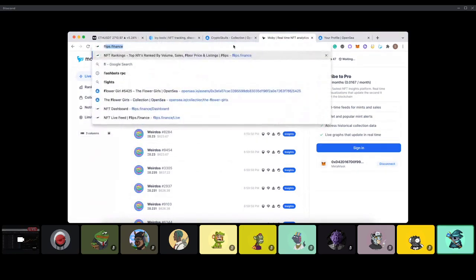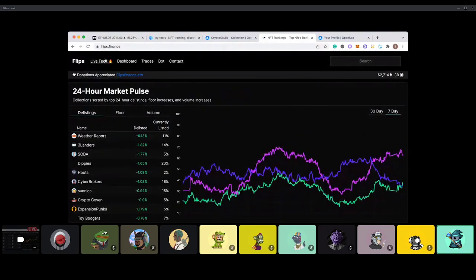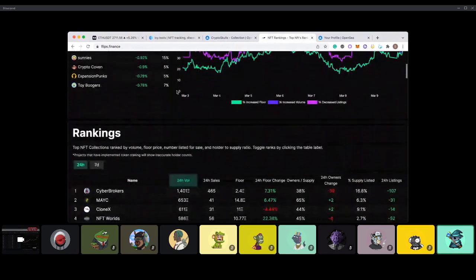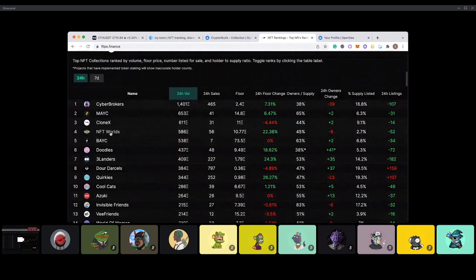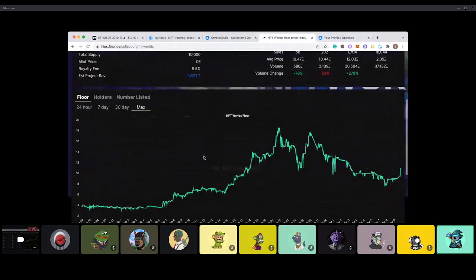Another tool, a free tool that is useful, is flips.finance. With this tool, you can actually look at metrics you can't find on OpenSea. We know on OpenSea, if you look at any project, you don't see the floor. You see the average selling price, and all it takes is one rare to skew that average. So if you want to understand more about the floor price, we go to flips.finance.